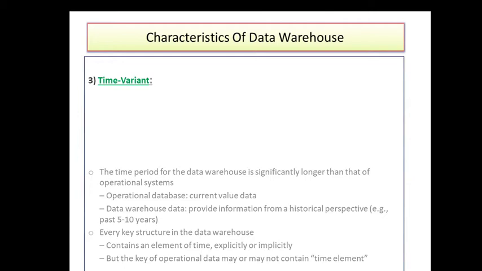Take an example. When you want to have analysis like which is my best branch for selling the Pulsar 180 last year, that is nothing but last year. We want last year. It's a time when you want that, right? So this is a very important characteristic of data warehouse. It should be related with time.